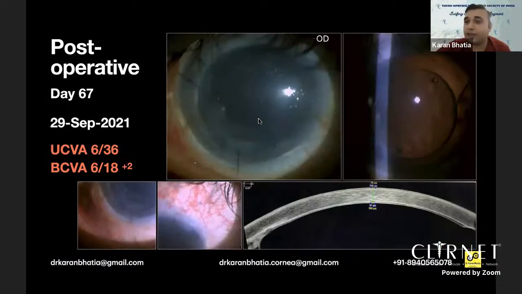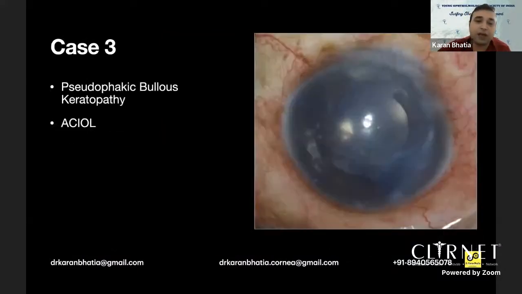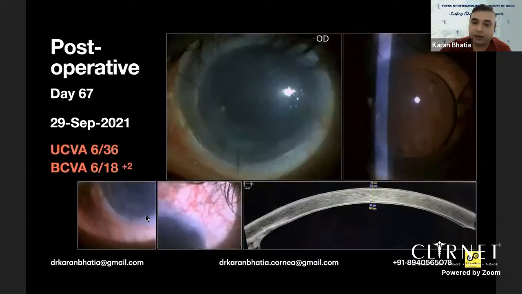So what I had managed to do was a DSEK with an SFIOL using the mixed technique over here, and you can see the BCVA 6/18 plus 2 after 67 days. He's no longer in my follow-up. However, you can see the IOL is also extremely stable. The graft is around 57 microns, and you can see that the flanges are nicely intrasclerally buried over here.